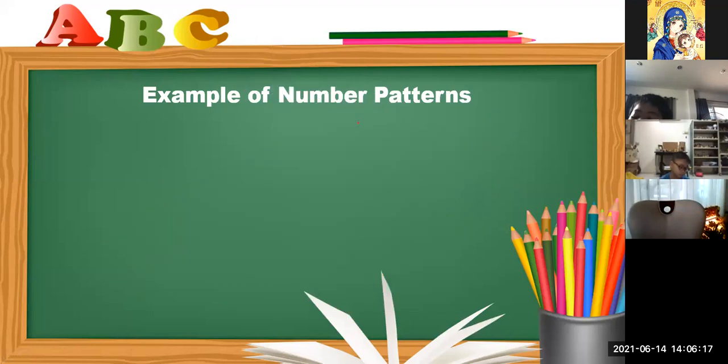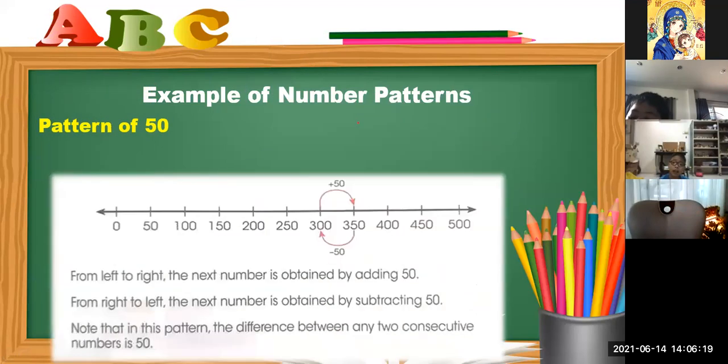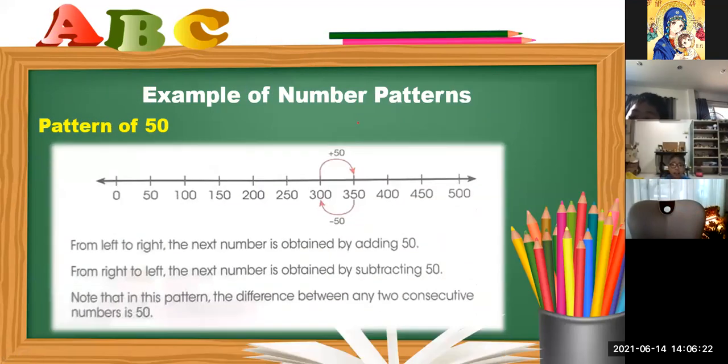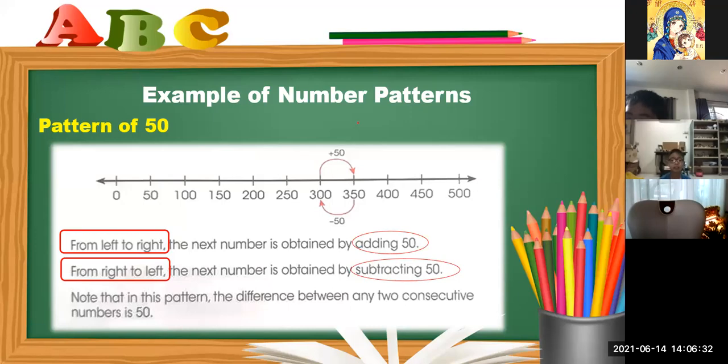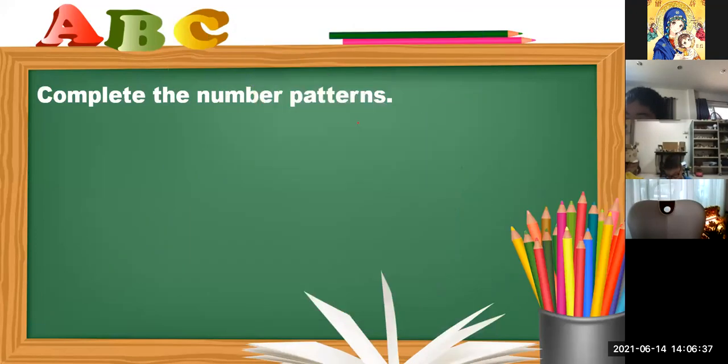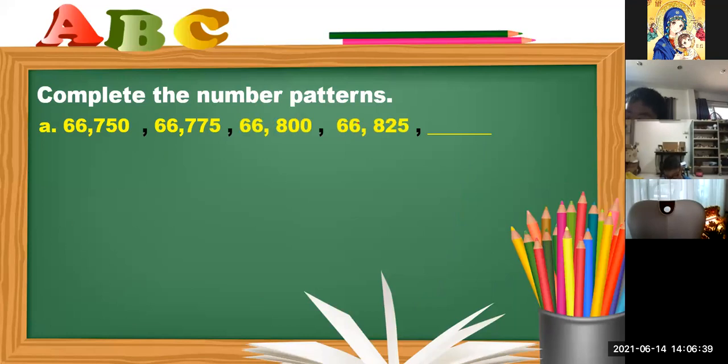Okay, next here the pattern of 50. That means plus 50 or minus 50. From left to right, the number is obtained by adding 50, and from right to left, the number is obtained by subtracting 50. Same. Now here, let us complete the number patterns here.